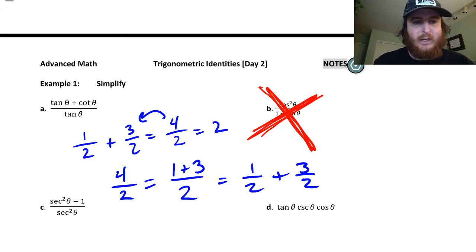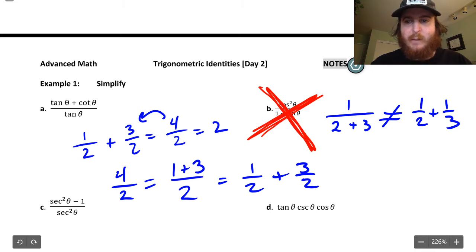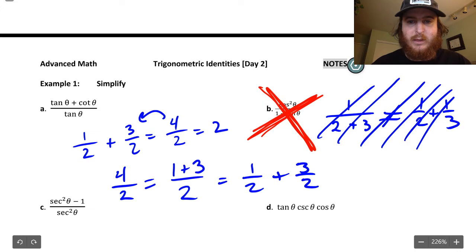But like I said, you can never split the denominator. So if you had 1 over, say, 2 plus 3, this does not equal 1/2 plus 1/3, because we don't add denominators, right? We need common denominators. So this does not work. So you can never ever split the denominator.